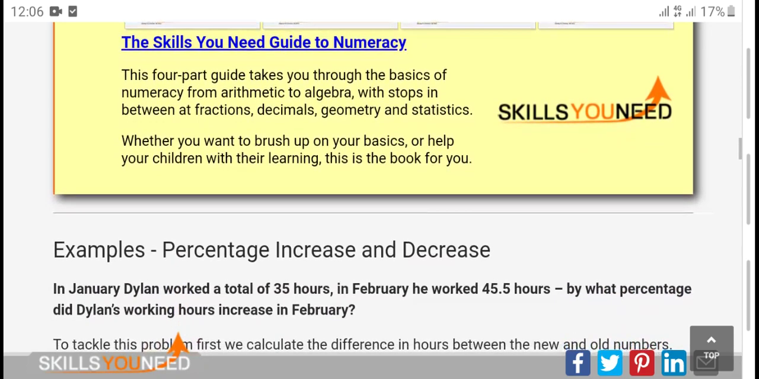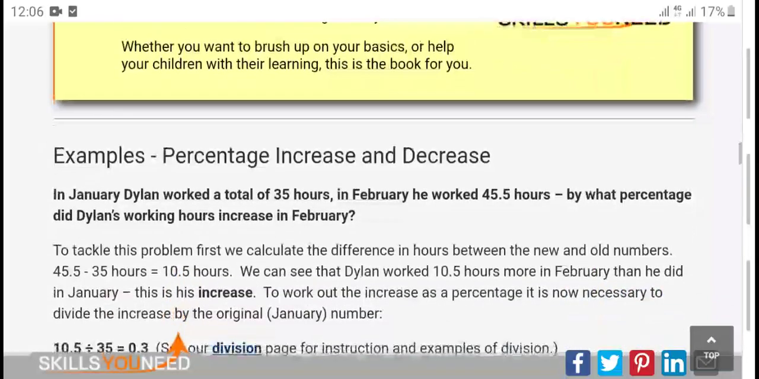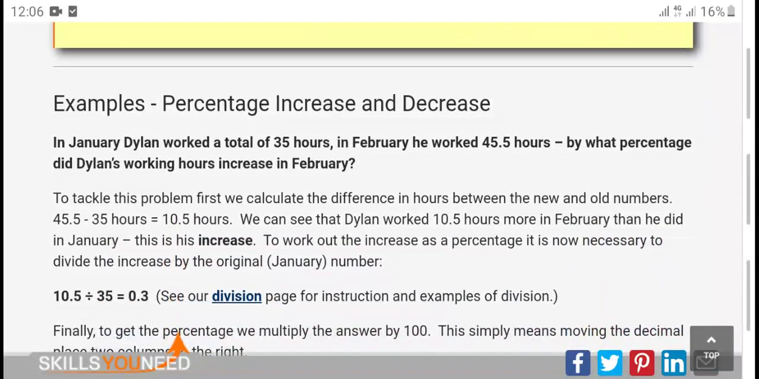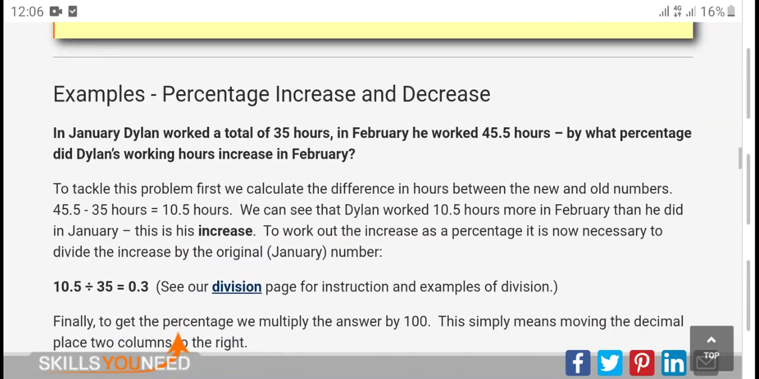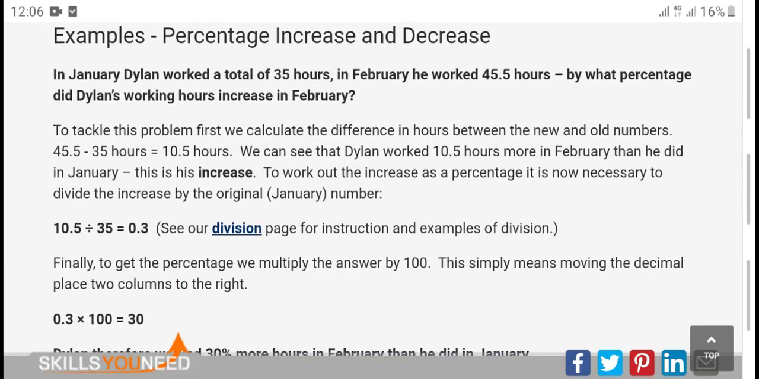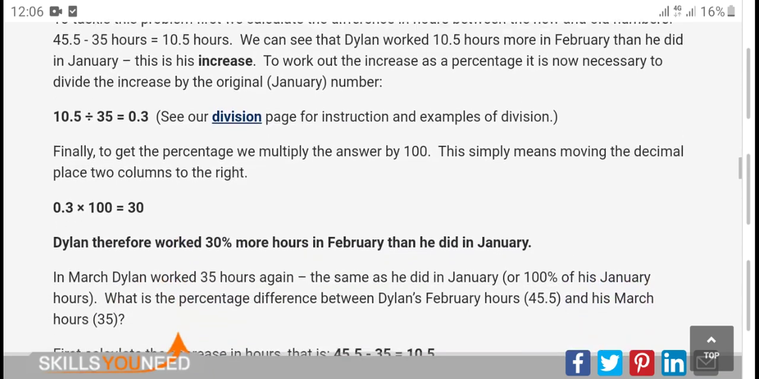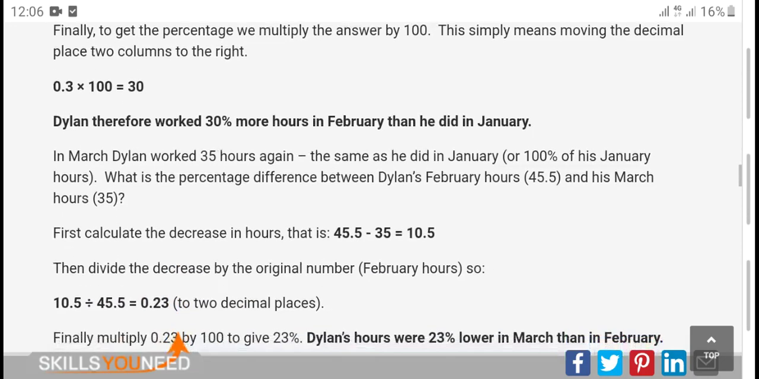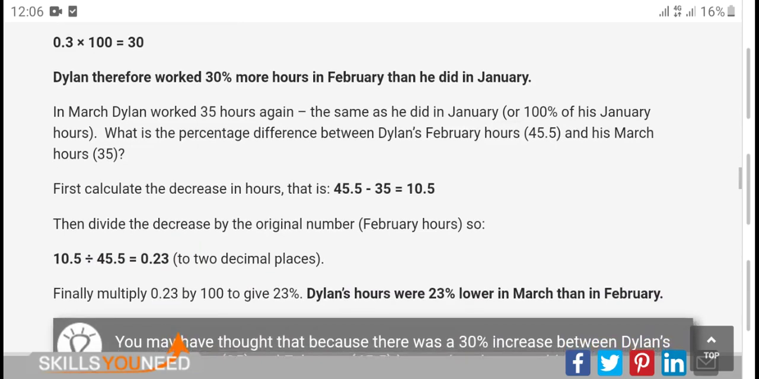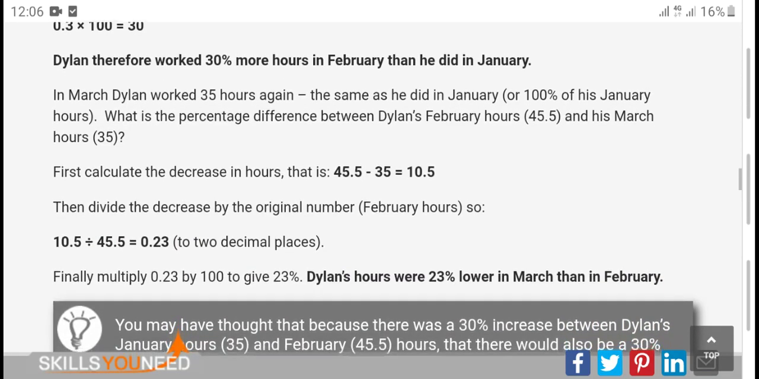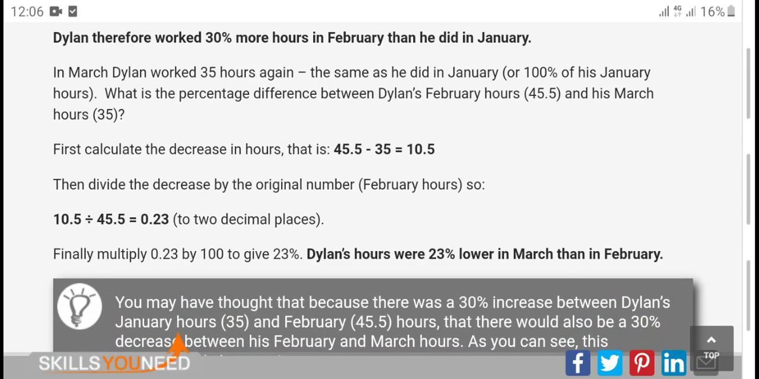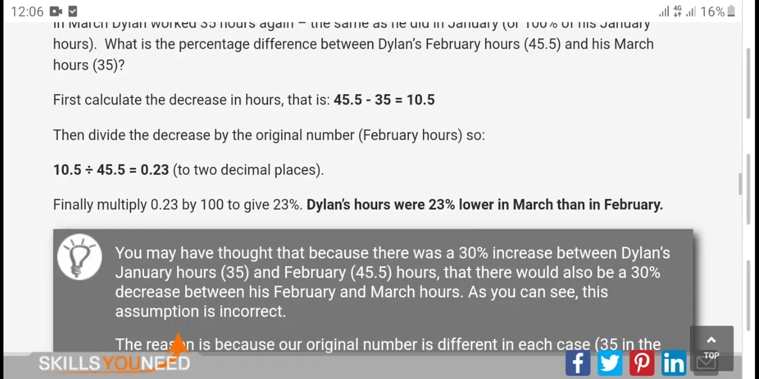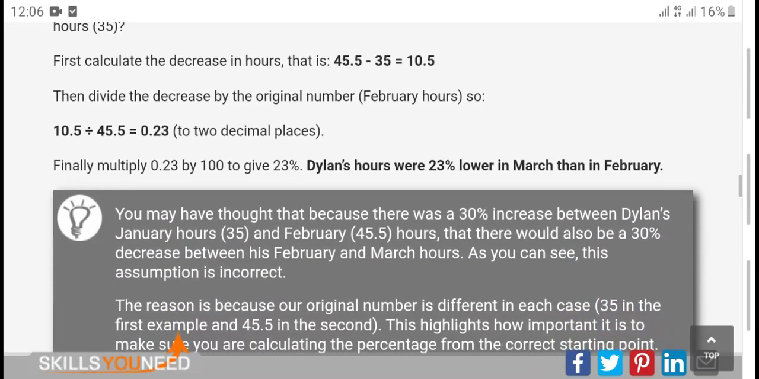Here is a delicate example. The percentage change of a rate from January to February: the number of hours worked in February was 30% more than in January. In March, it is the same as January, or 100%. Hours first calculation.